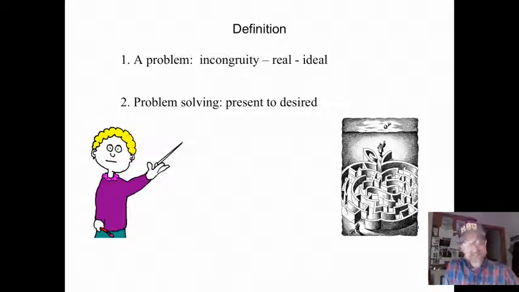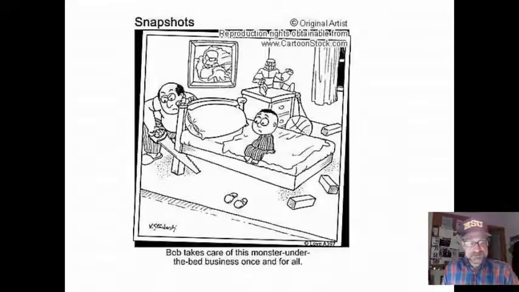A problem is an incongruity between the real and the ideal, between the present condition, product, or performance, and the desired. Here is my present golf game. Here is my desired golf game. There's a problem there. So problem solving is simply moving from the real to the desired. As Bob takes care of this monster under the bed problem once and for all, problem solving.